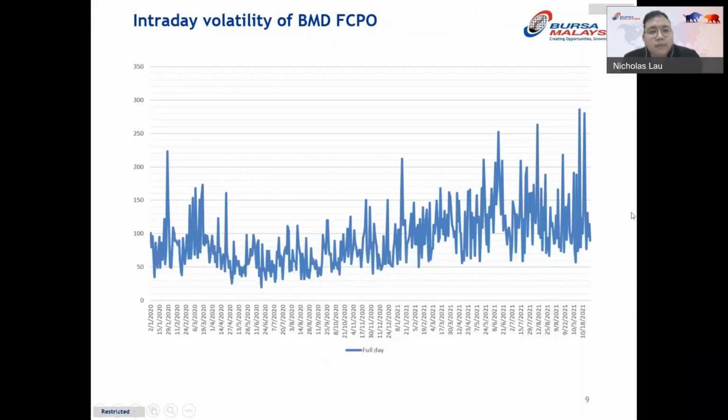And finally, this graph is an intraday volatility of our FCPO contract. So for those of you who are not sure what intraday volatility means, it basically means the up and down movement of the price of FCPO between the opening and close of the entire trading session within 1 day. So as we can see here, from 2020 up until October 2021, the intraday volatility we can see from this graph is that FCPO has been really, really volatile.